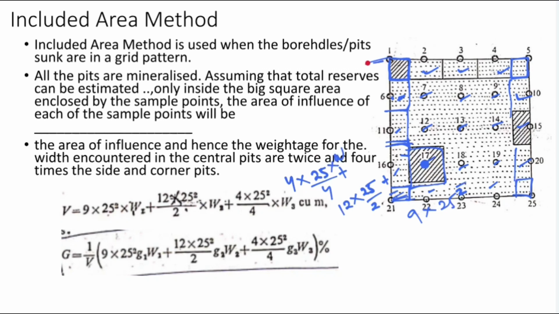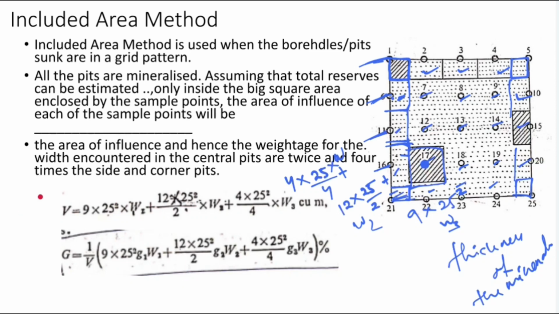Width means this mineralized portion, as I have shown you in the triangular method. The thickness of the mineralization. So into W1, into W2, into W3. Likewise, you will calculate the total volume. So this is the thing.